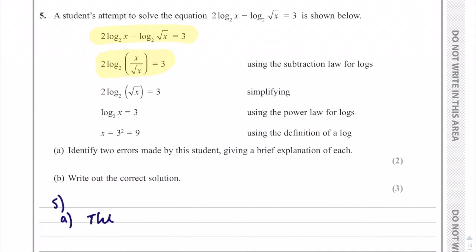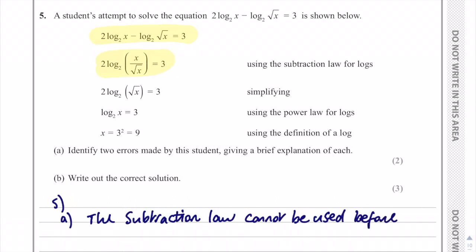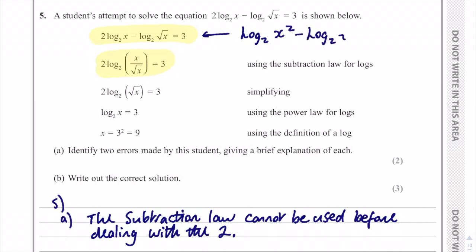And the issue is that the subtraction law cannot be used before dealing with the 2. So the first thing that we should do is, rather than having 2 log to the base 2 of x minus log to the base 2 of root x equals 3, rather than using the subtraction law, we need to use the power law of log, so we need to bring the 2 up, so we get log to the base 2 of x squared minus log to the base 2 of root x, which is then equal to 3.